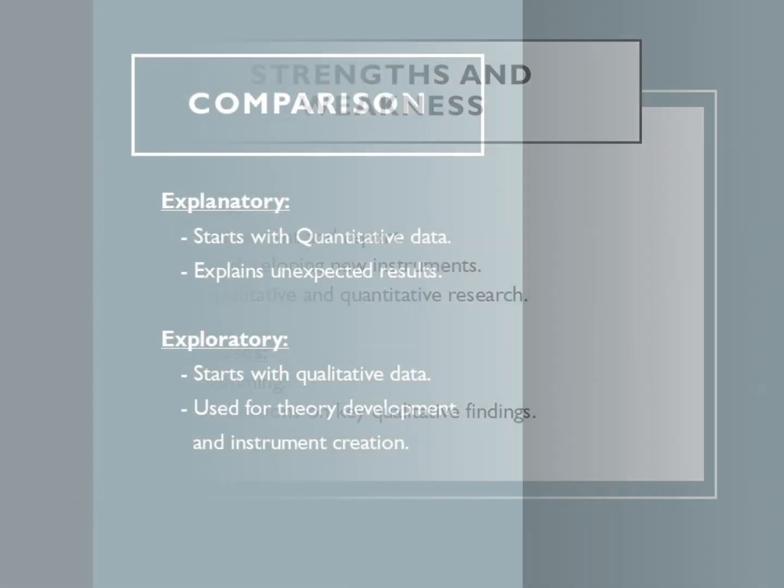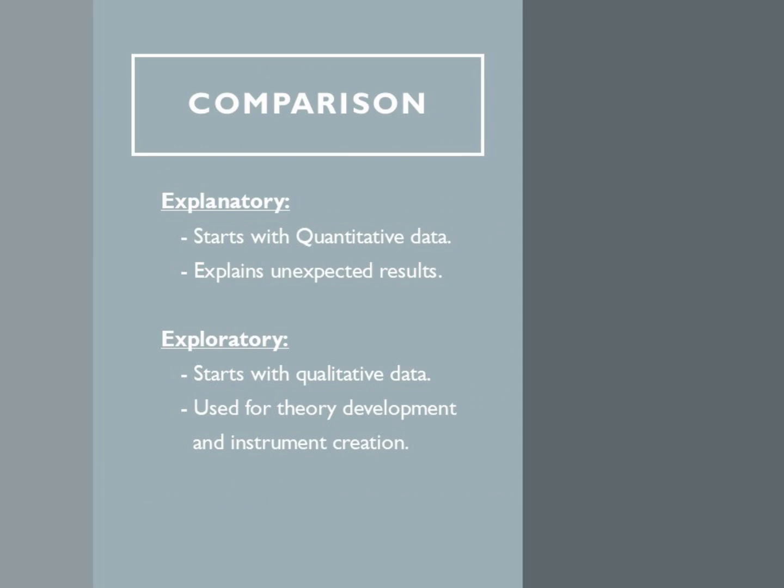Now we have come to the comparison part. At first, explanatory strategy starts with the quantitative data, whereas exploratory strategy starts with qualitative data, and it is the biggest difference of these two. And then explanatory strategy explains unexpected data well. In this case, the qualitative data collection that follows can be used to examine the surprising results in more detail. And the exploratory strategy is used for theory development and instrument creation.